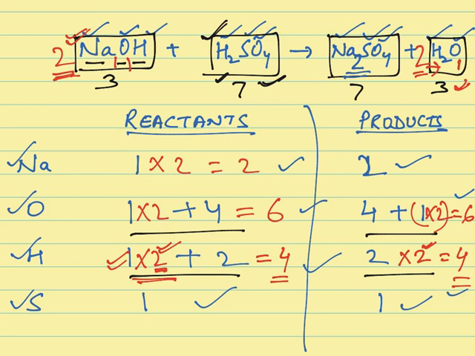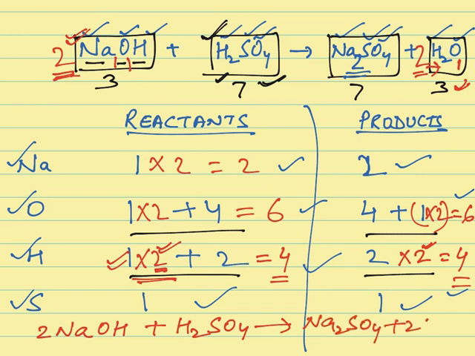Now we can write down the balanced equation like this, and the equation is 2NaOH, that is 2 molecules of sodium hydroxide, plus 1 molecule of sulfuric acid H2SO4 gives 1 molecule of sodium sulfate plus 2 molecules of water. So this is a balanced equation.